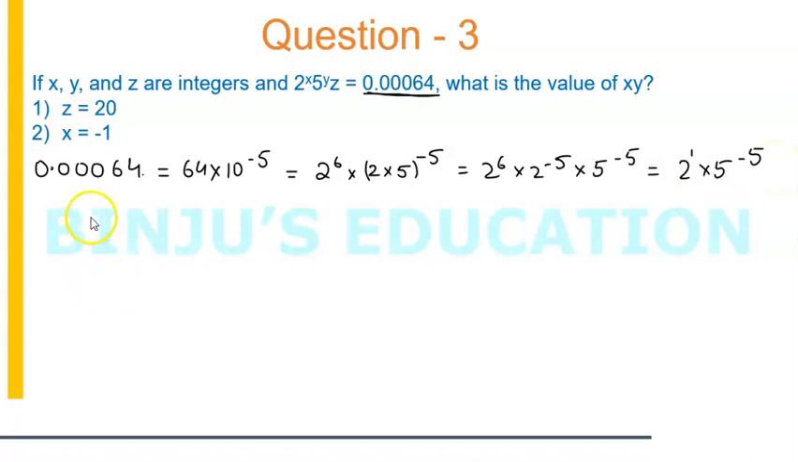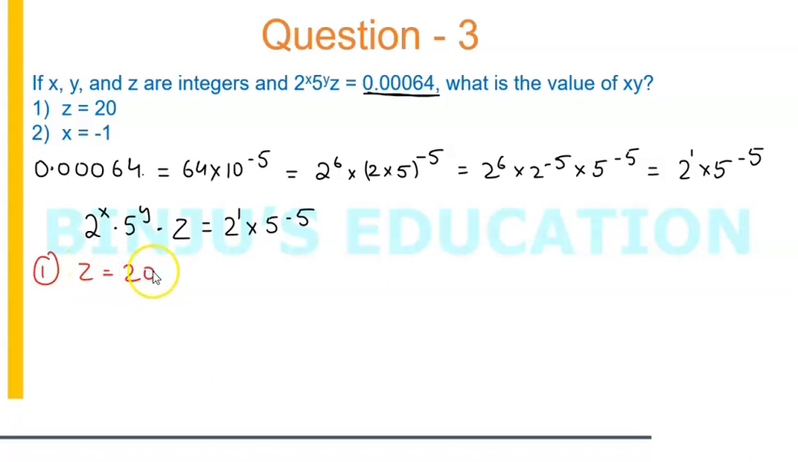So basically we have 2 to the power x into 5 to the power y into z is equal to 2 to the power 1 into 5 to the power negative 5. Now we need to figure out the value of x into y. And remember that x, y, and z are integers. Now, what's the first statement? First statement says that z is equal to 20. Statement number 1 says that z is 20.